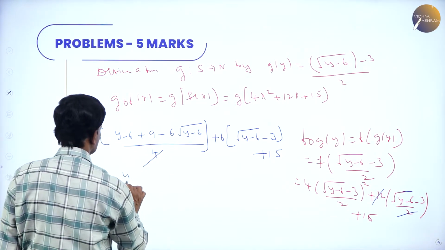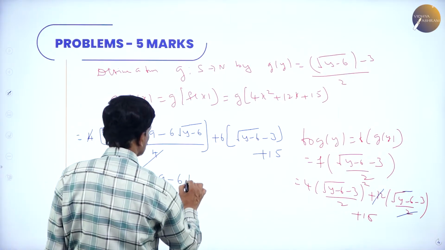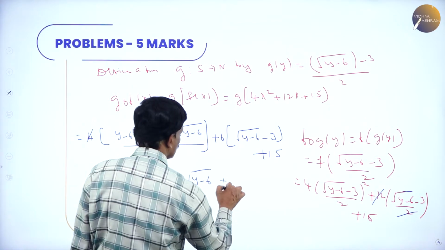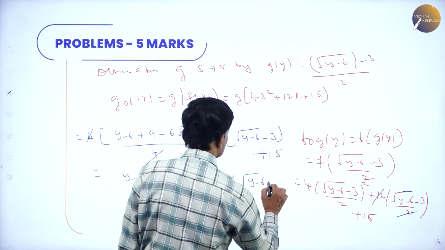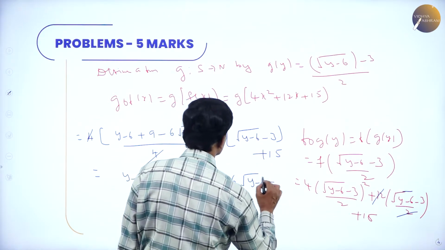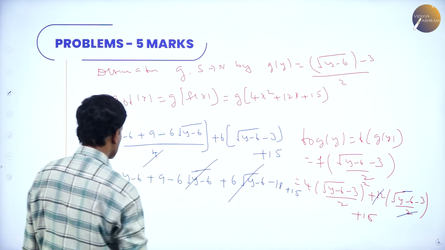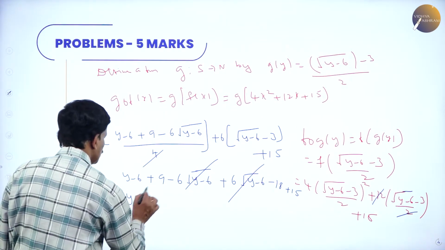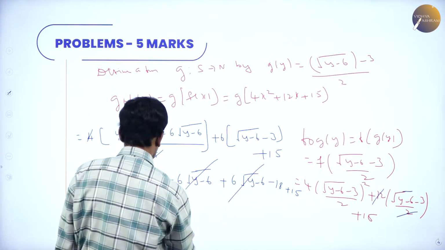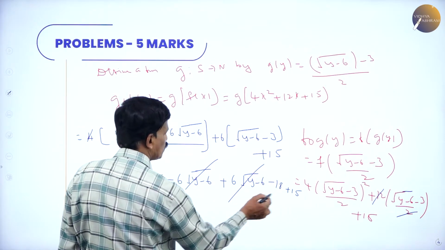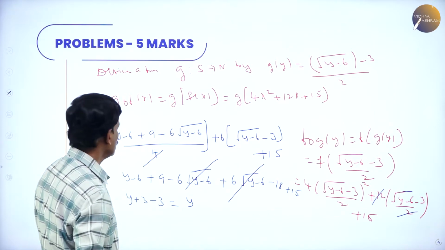What is left over is y minus 6 plus 9 minus 6 into root of y minus 6, plus 6 into root of y minus 6, minus 6 into 3, that is 18, plus 15. So minus and plus get cancelled, and what is left over is y. 9 minus 6 is plus 3, y plus 3, and what is left here is minus 18 plus 15, which is minus 3. So minus 3 plus 3 gets cancelled.